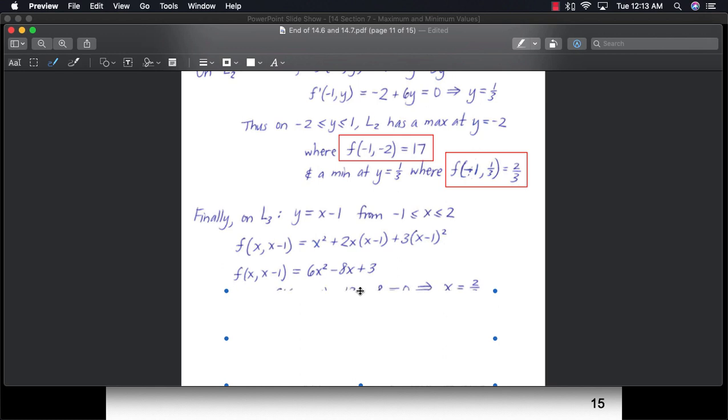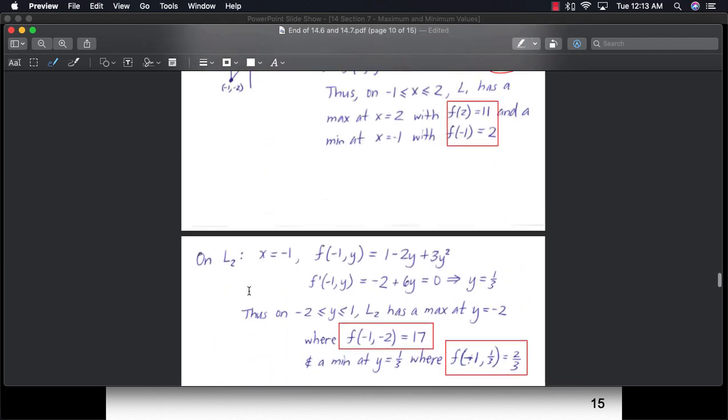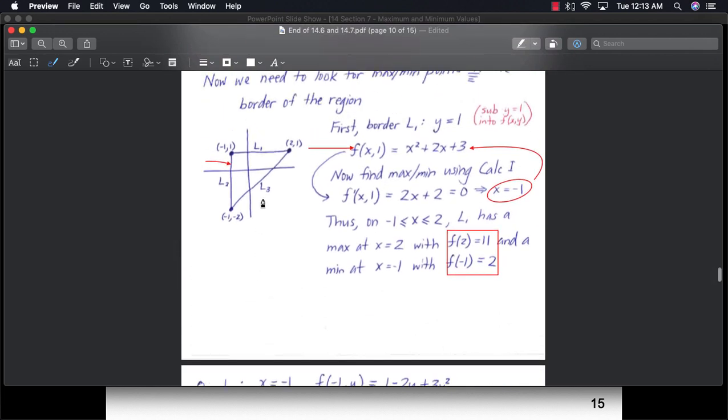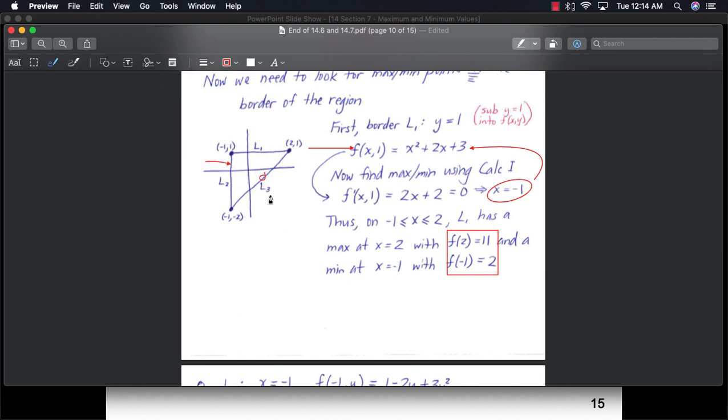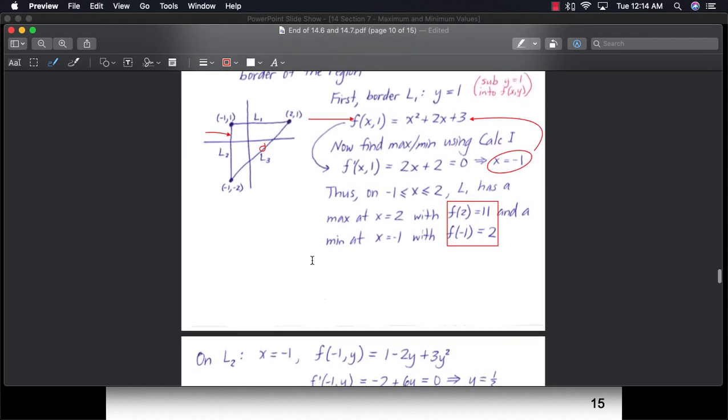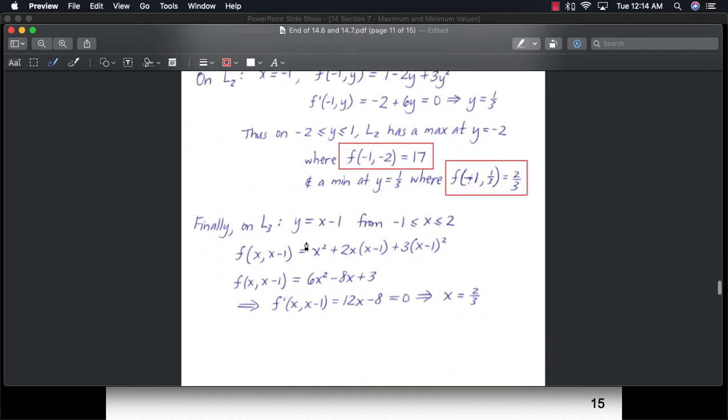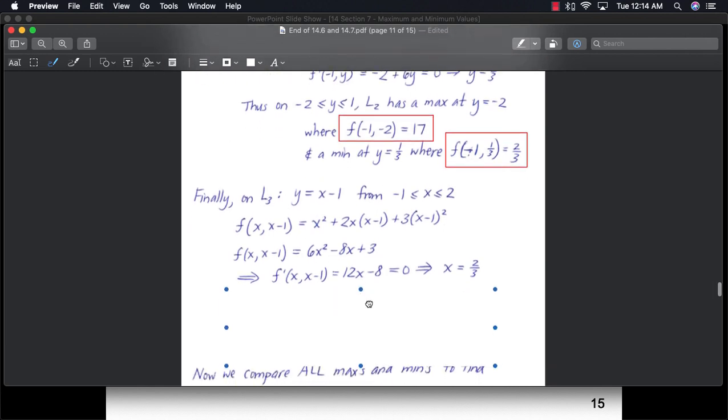Once again, we utilize our Calculus 2 skills. Take the derivative, set it equal to 0. In this case, we solve for x, we get 2/3. If I were to scroll back up, that means I have a critical point somewhere around in this area, I would say. So we'll have to check this area and its endpoints. So we get 2/3, and then we go ahead and plug in our values.